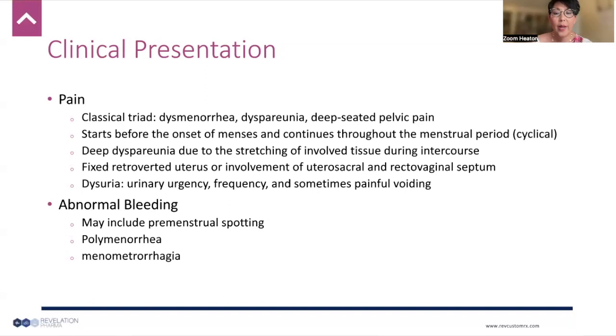Which is very painful, voiding, urgency, frequency. And then there's abnormal bleeding. It may include premenstrual spotting, also polymenorrhea or frequent menstrual bleeding, where menstrual cycles are shorter than 21 days, and menometrorrhagia, which is prolonged or excessive uterine bleeding that occurs irregularly and more frequently than normal.